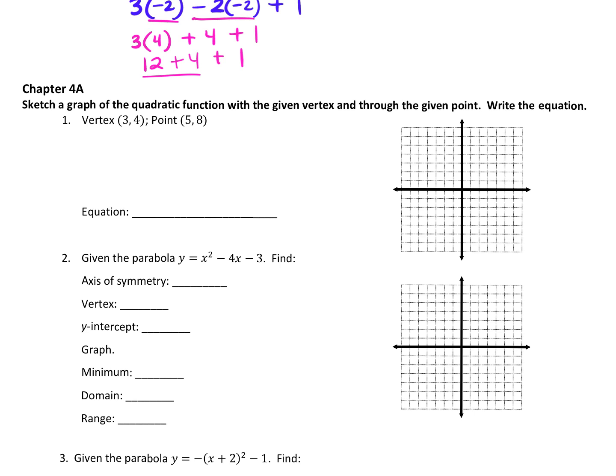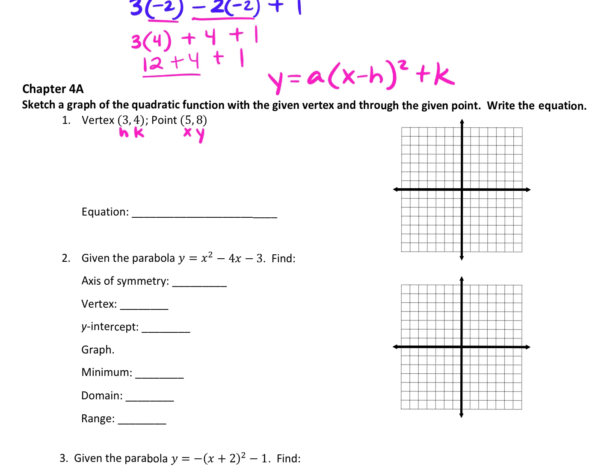4a, it says sketch a graph of the quadratic function with the given vertex through the given point and write the equation. So you have a vertex at 3, 4 and a point at 5, 8. If you recall, vertex form looks like this. Okay, so that's what we're going to be using here. Your vertex is your h, k, your point is your x, y, and we're going to try to put it into that form.